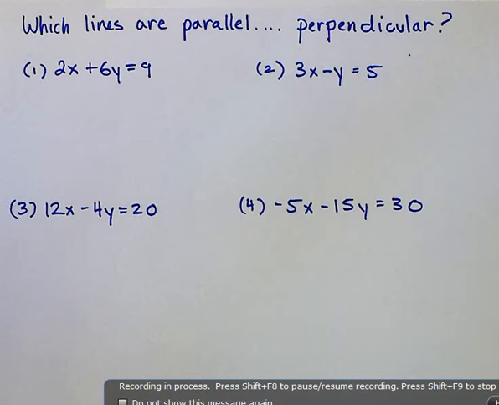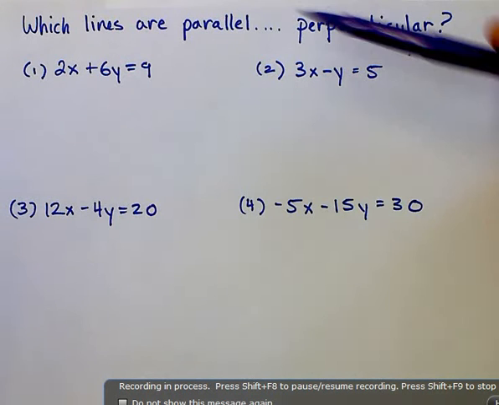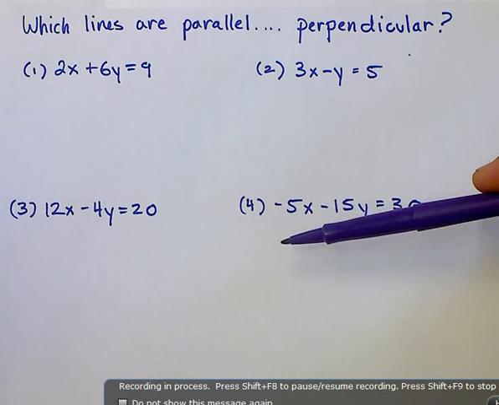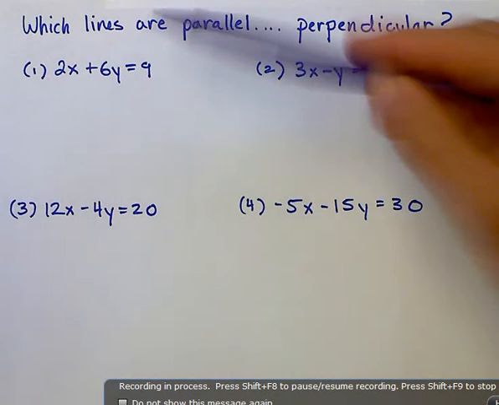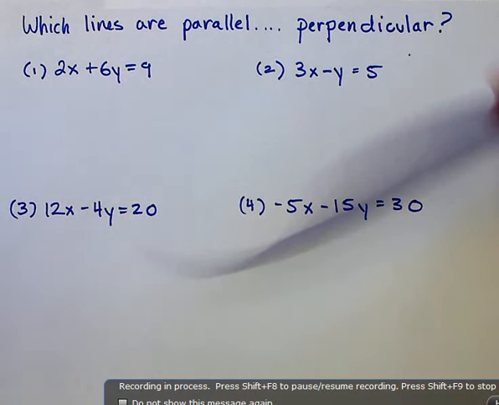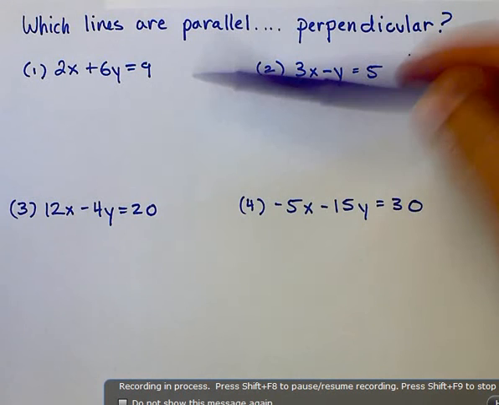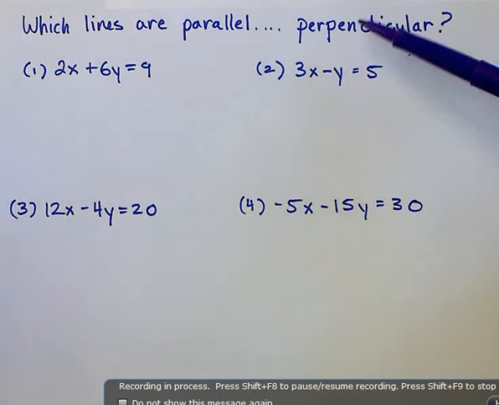Okay, so you guys are trying to identify four separate linear equations, each of which has an x and y. So there's some form of graphing that could take place here. And you're trying to identify which lines out of these set of four are parallel or perpendicular.